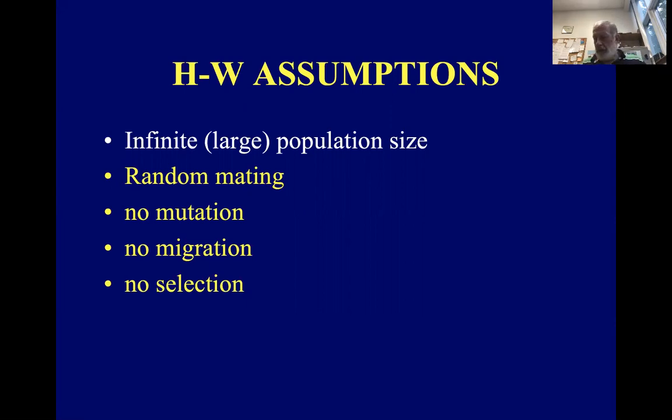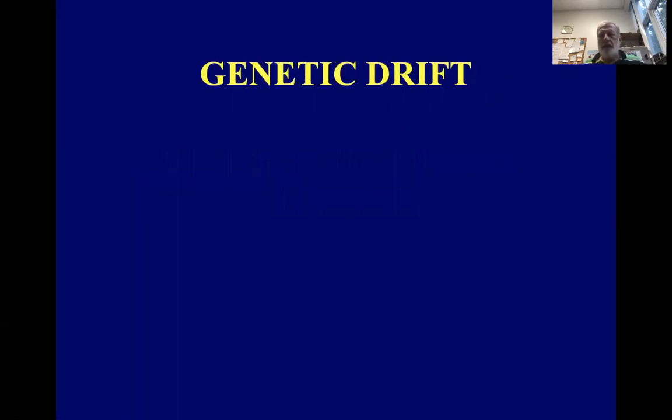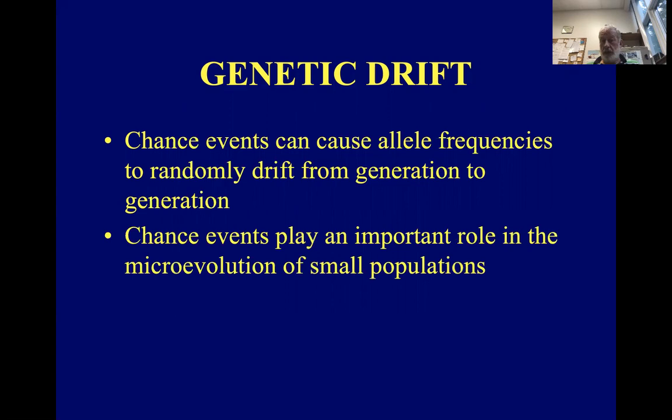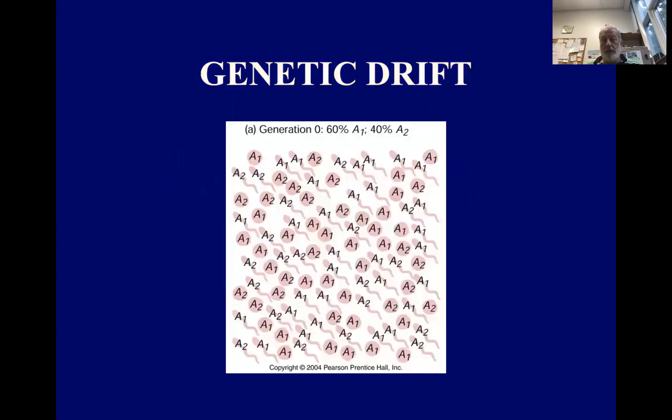So the first assumption we'll discuss is why we have to assume a large, infinite population size, and that's to discount genetic drift. So we can define genetic drift as chance events, and these can cause allele frequencies to randomly drift from generation to generation. And these chance events can play important roles in the microevolution of small populations.